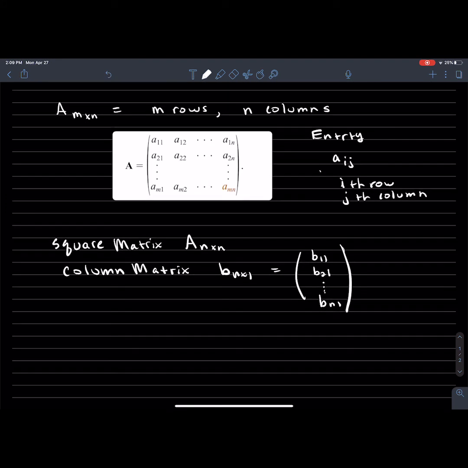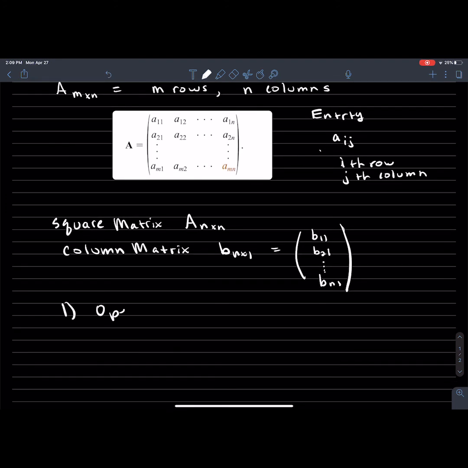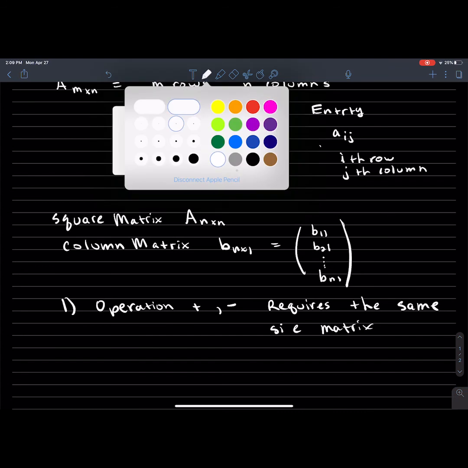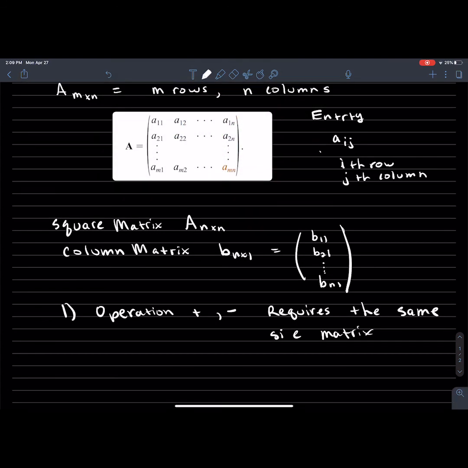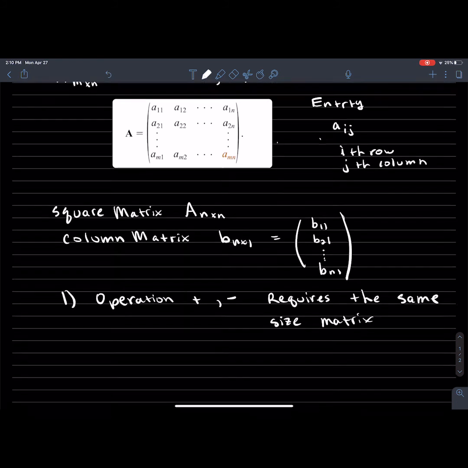So to start off with our operations, when we're adding and subtracting matrices, it just requires the same size matrix. And just intuitively, you just add every single position. All the positions get added. That's why they need to have the same size.